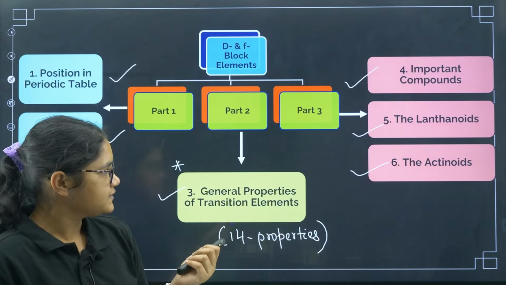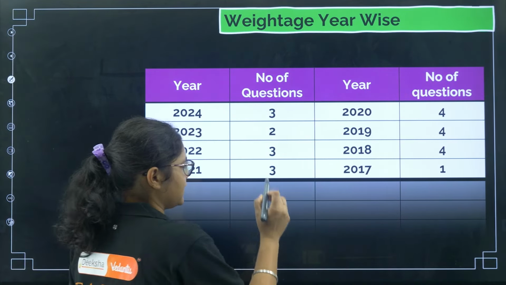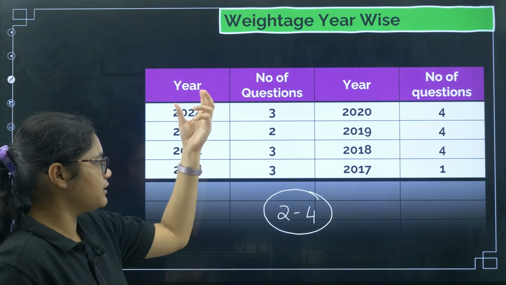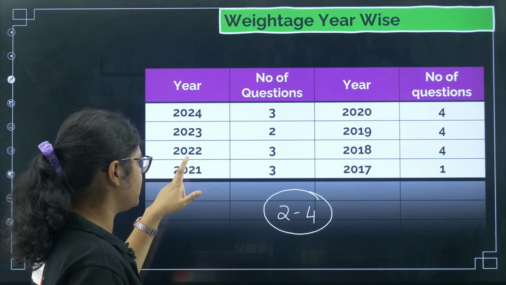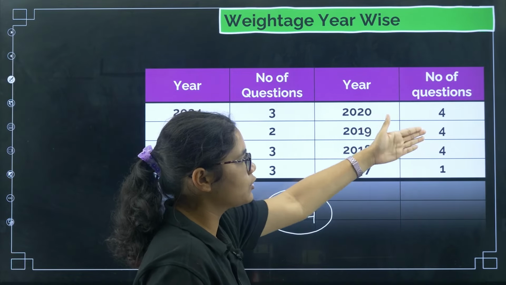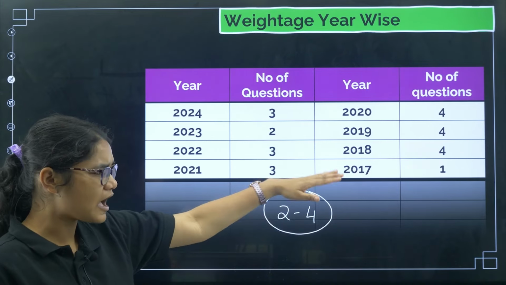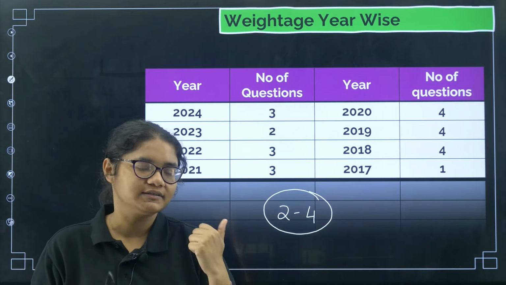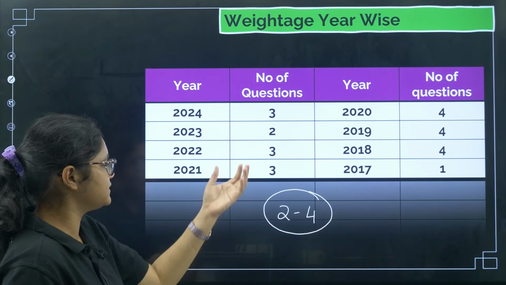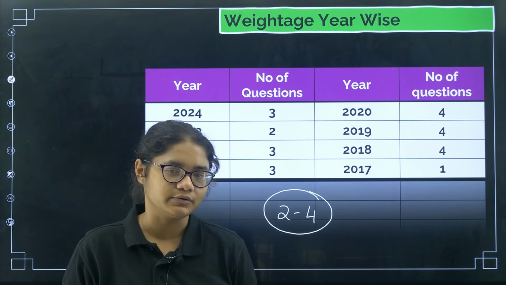Now coming to the weightage. Weightage is also very important. It's a high weightage topic. I can say every year we can expect 2 to 4 questions from this particular chapter. You can see in 2024, 3 questions were asked, in 2023, 2 questions, in 2022 and 2021, 3 questions, and from 2020 to 2018, 4 questions have been asked. In 2017, 1 question was asked. So I can say that after 2017 the weightage has increased for this particular chapter. 4 questions were asked consecutively for 3 years, and then 3 questions. So on average, 2 to 4 questions have been asked from this chapter every year.